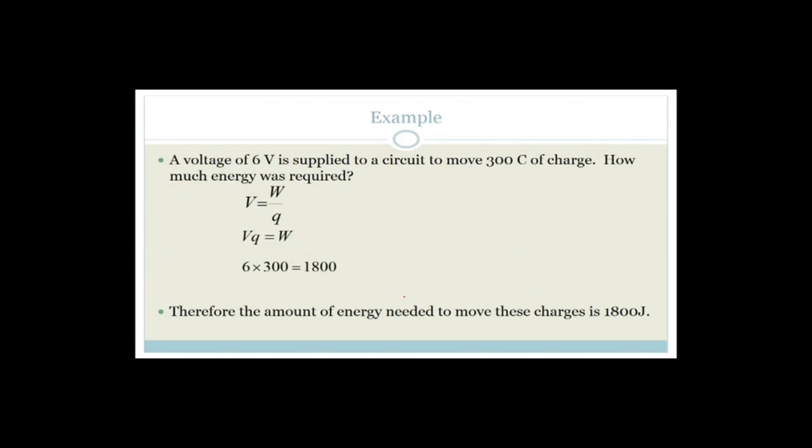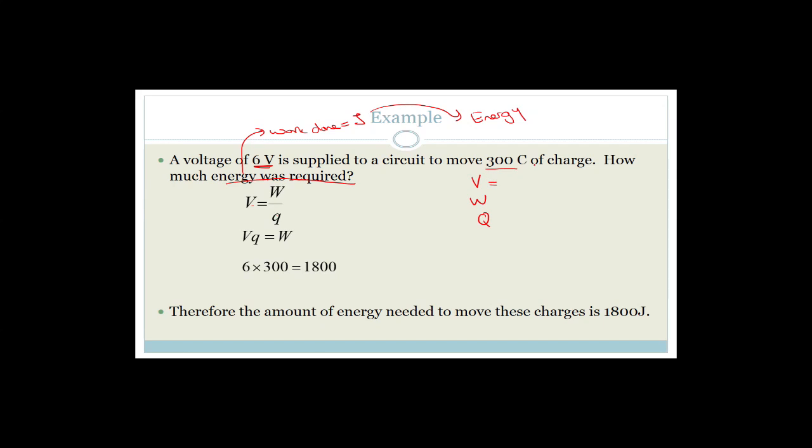Now, an example: a voltage of 6 volts is applied to a circuit to move 300 coulombs of charge. How much energy was required? Remember I said to you that the work done is measured in joules. And remember last week I said this is the same unit as energy. So we could either talk about energy being used or the work being done. The equation, which is on your formula sheet, is V equals W over Q, where V, W, and Q, let's always write it down.